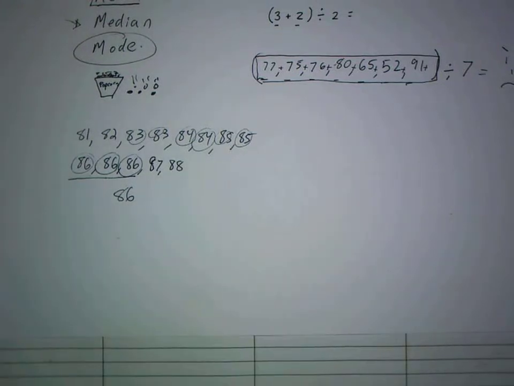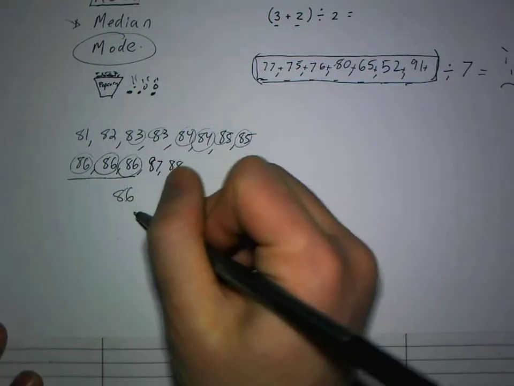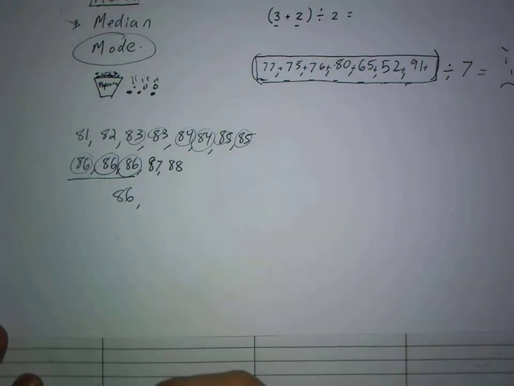Can you have two modes? Could you have a tie? Is it possible to have a tie? What do you think, Emma? Yes, you're right. It could be a tie, and there's nothing wrong with that. Then you just write down both numbers.